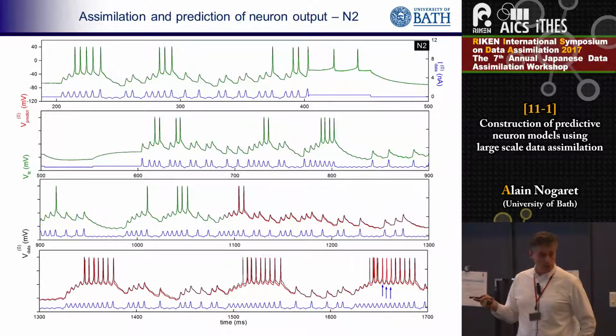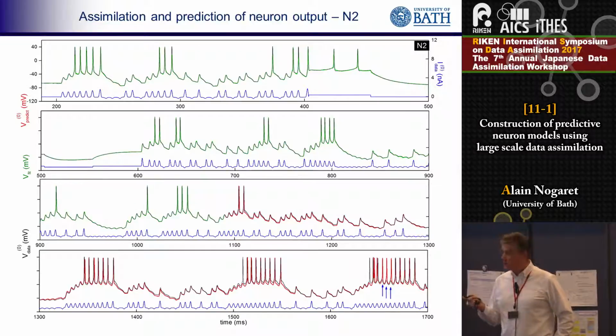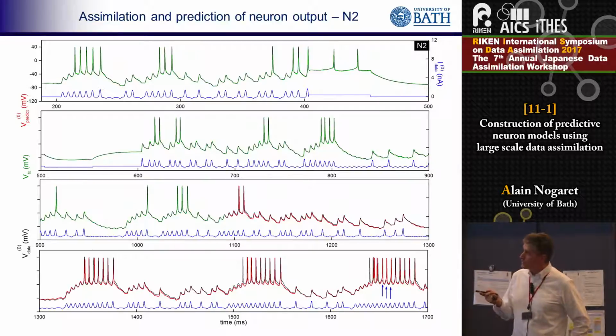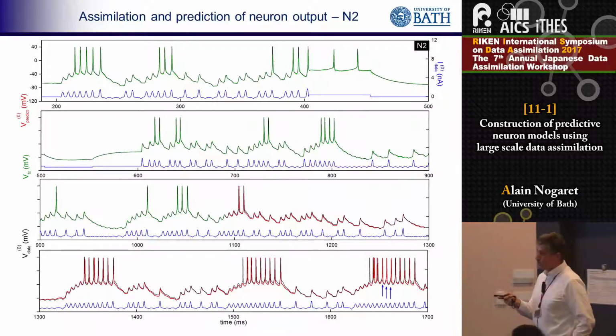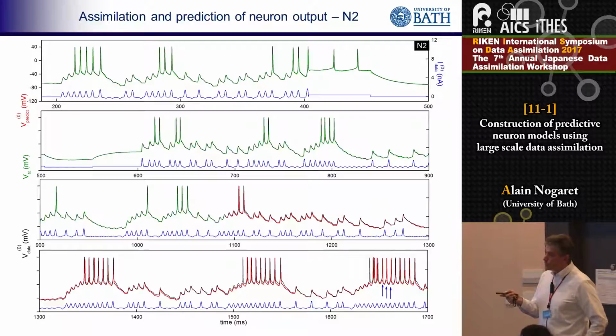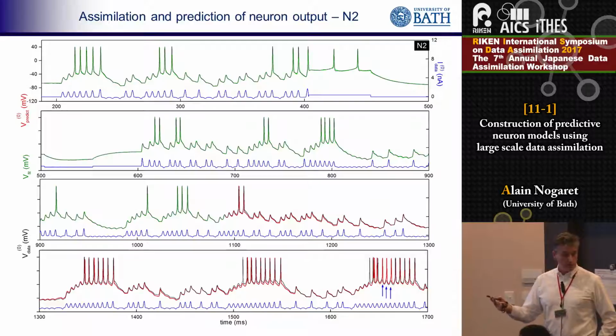No, these are real neurons. The black line, which is behind the green line, is a real neuron. I mean, these are the data which are measured. So this is the data you assimilate. You assimilate this data here, and then the green line, which is right on top of the black line, is the result of the assimilation. Okay.